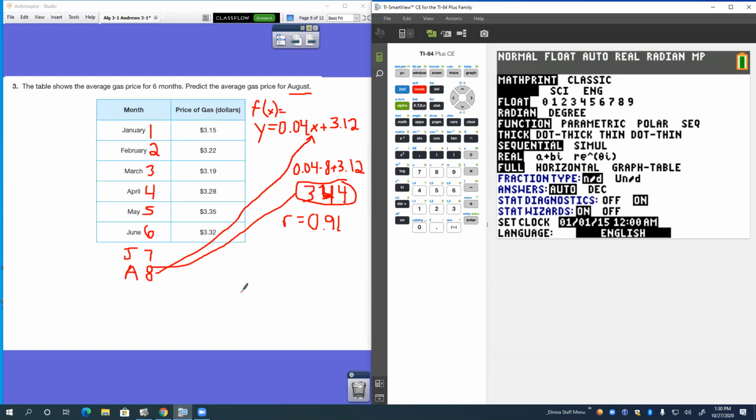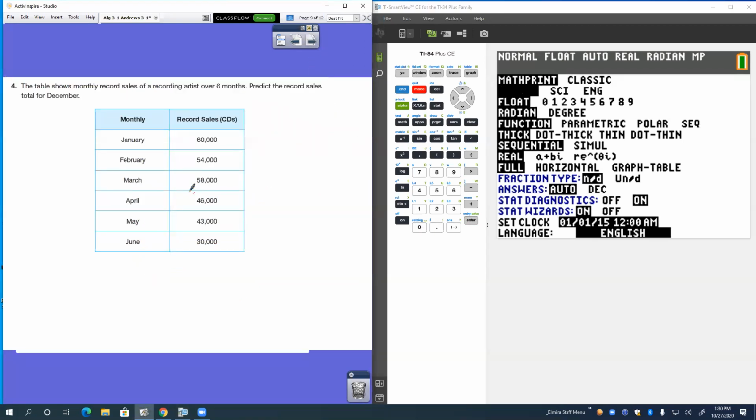Questions on number 3? All right, let's take a look at question number 4. So question number 4 says the table shows monthly record sales of a recording artist over 6 months. Predict the record sales for December. So we have January, February, March, April, May, June. We need to figure out July, August, September, October, November, December.